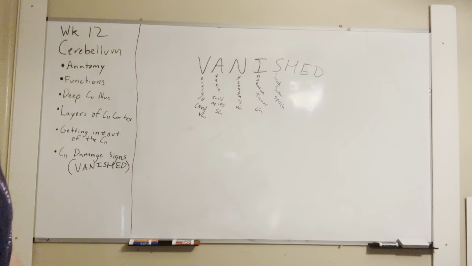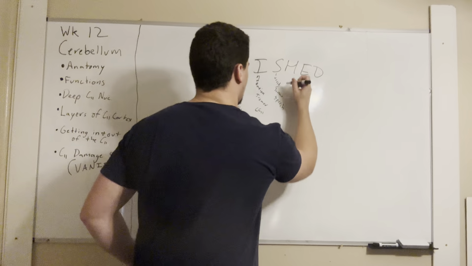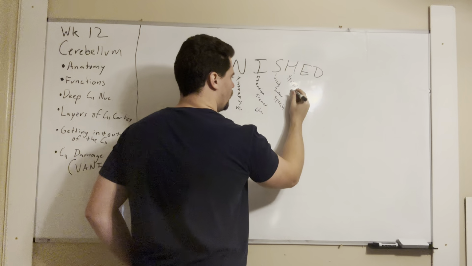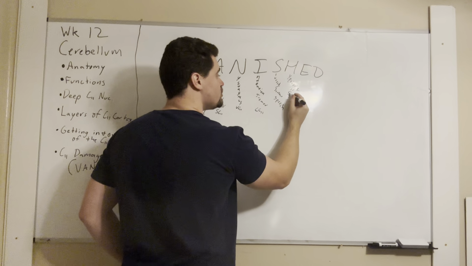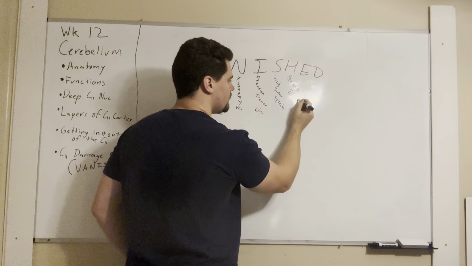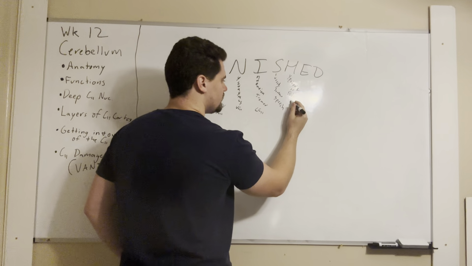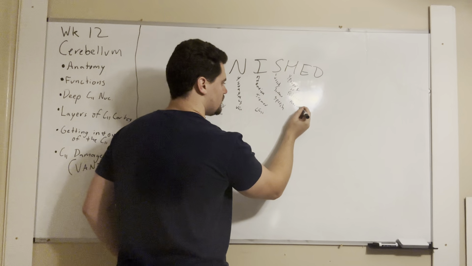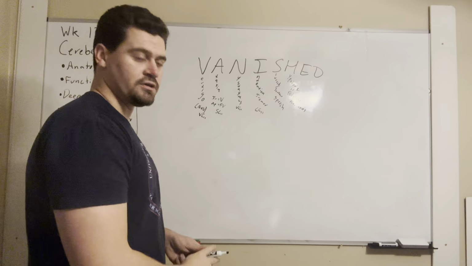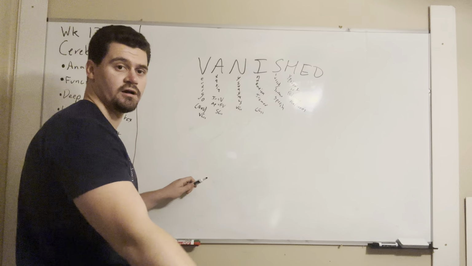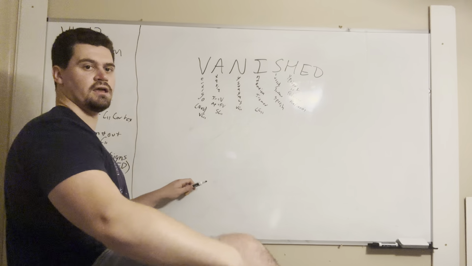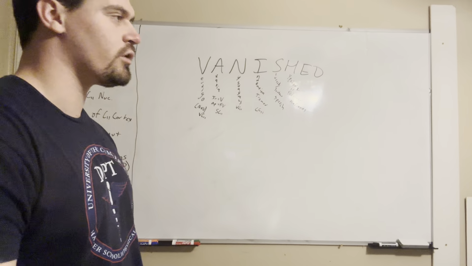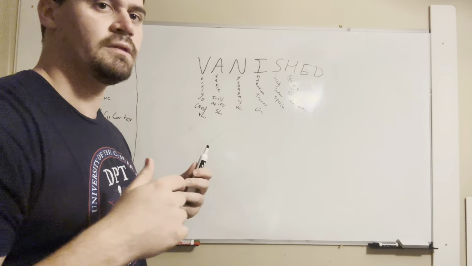All right. H is hypotonic or pendular, like think of a pendulum. Deep tendon reflexes, so reflexes. Think about your patellar reflex. You hit it and then it goes. So this could just be hypotonic, or it could be very much like a pendulum. It just keeps swinging.